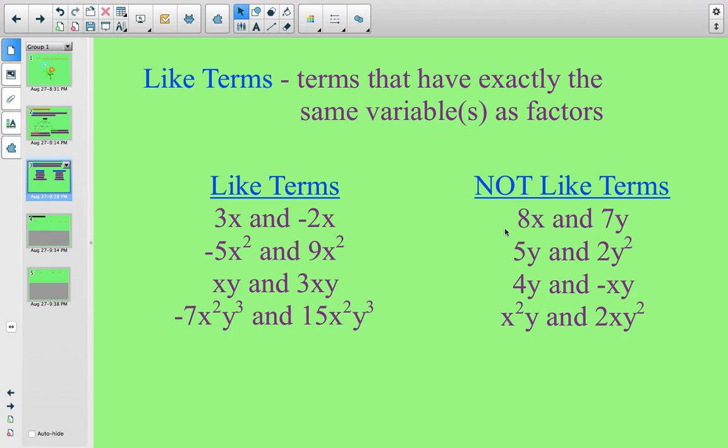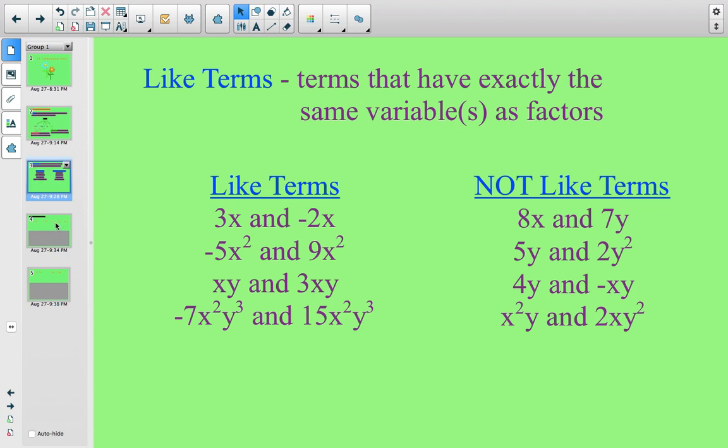But if we move over here to the right side list, under those that are not like terms, you see some pairings like 8x and 7y. One has an x, one has a y, so those are not like terms. If we move down to the next one, you see that we have 5y and 2y squared. Those are also not like terms because the variable is not exactly the same. So the variables have to be identical, exactly the same, in order for them to be considered like terms.